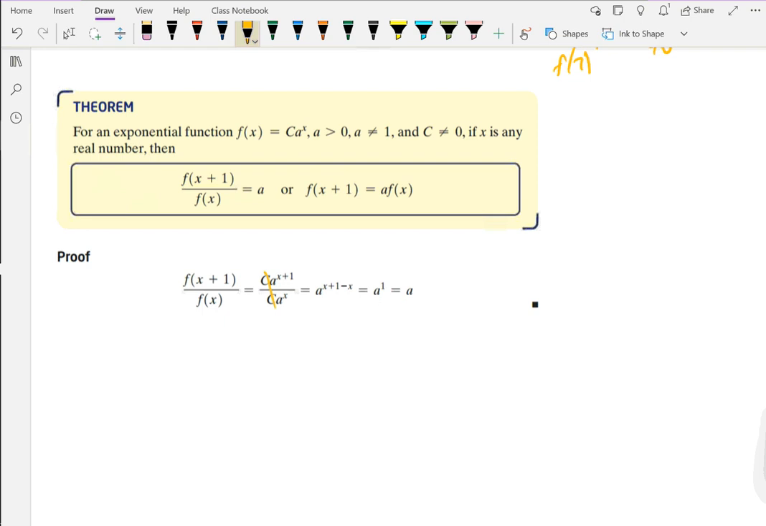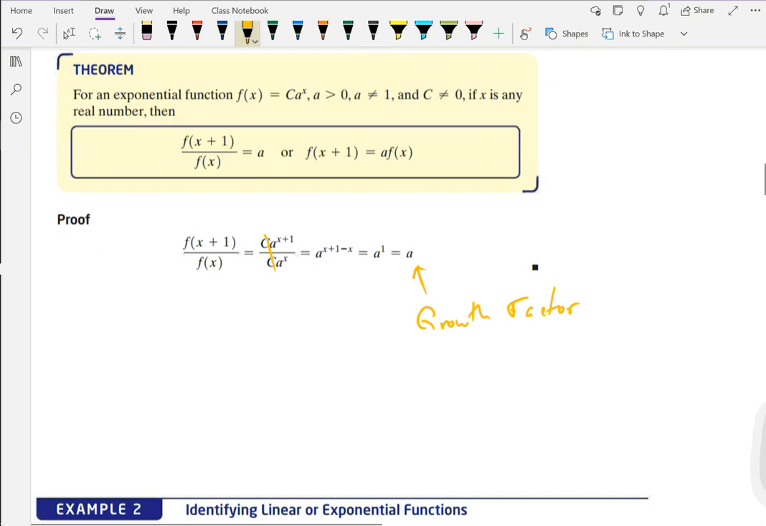So if we want to take a look at any consecutive two terms and take a look at their ratio, we know that we're going to end up with that a value, where a represents our growth factor. So a is our growth factor. Okay, so we've identified parts and pieces of exponential functions.